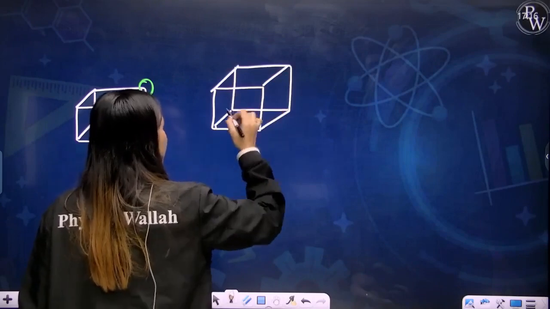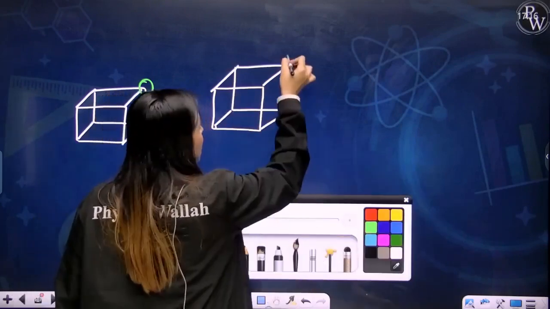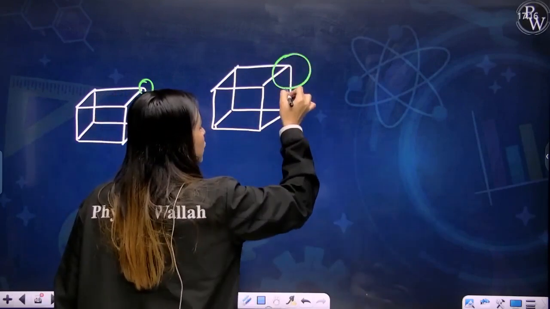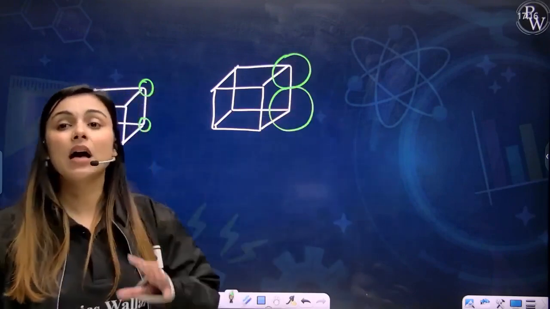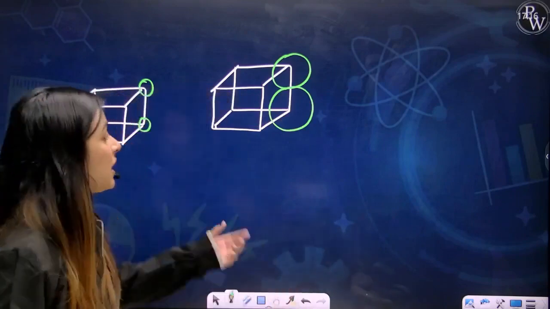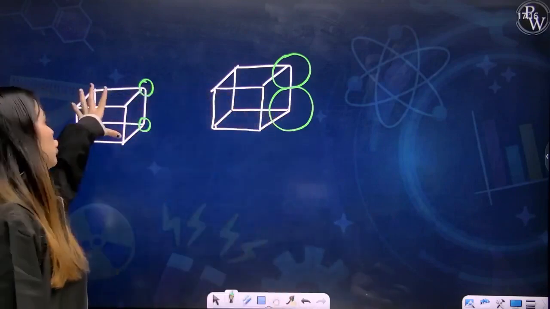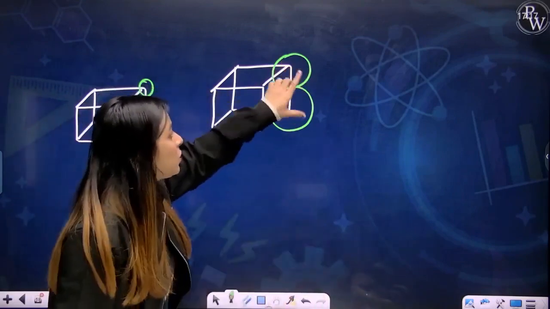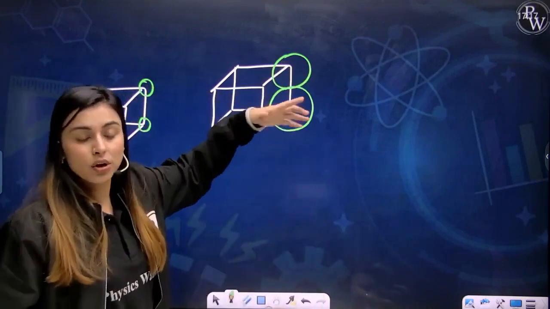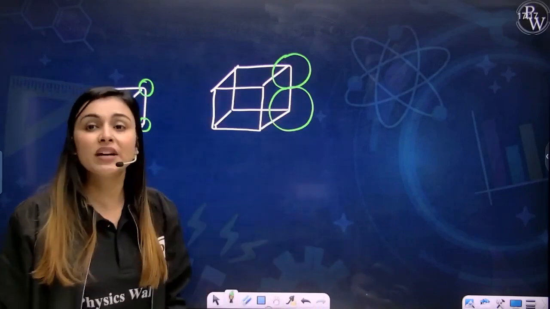I'll just make one edge so you will understand. This complete atom will be touching this atom like this. This is how atoms actually exist. But if I had drawn it like this, I would not have been able to show you how the atoms are present at the corners. If you see your NCERT, you'll see the correct diagrams where all the atoms at the corners are actually touching each other. So in reality, they are touching each other.